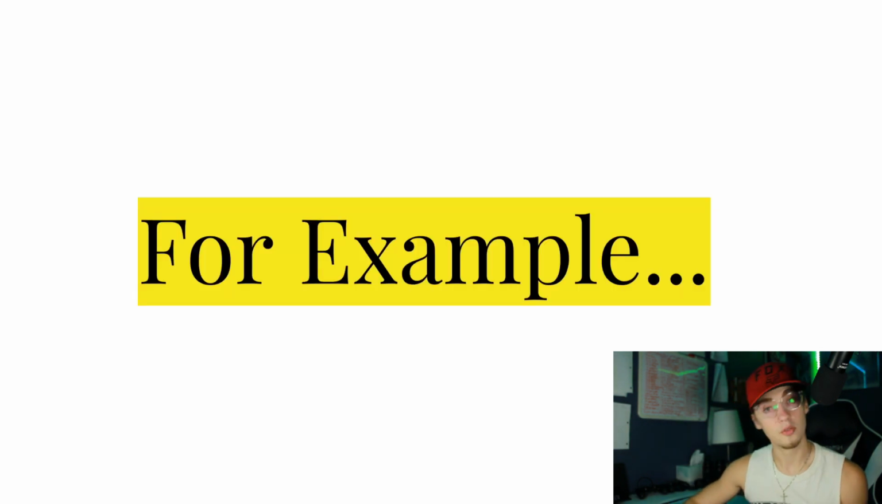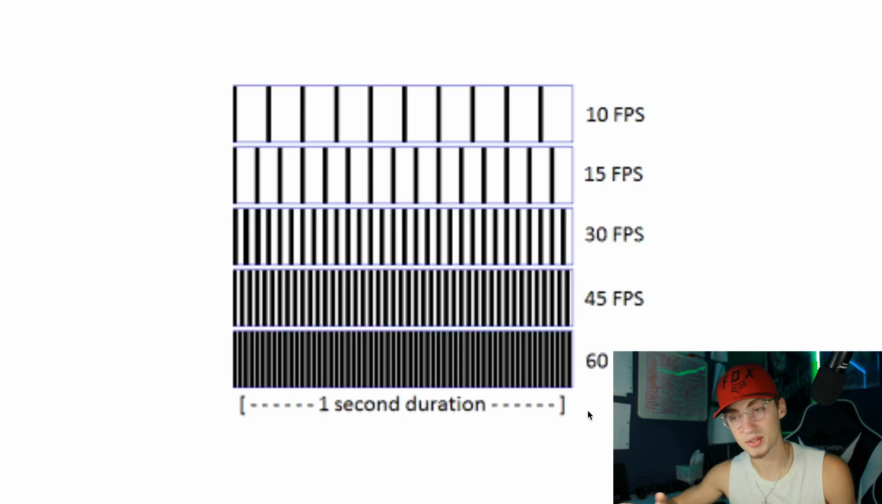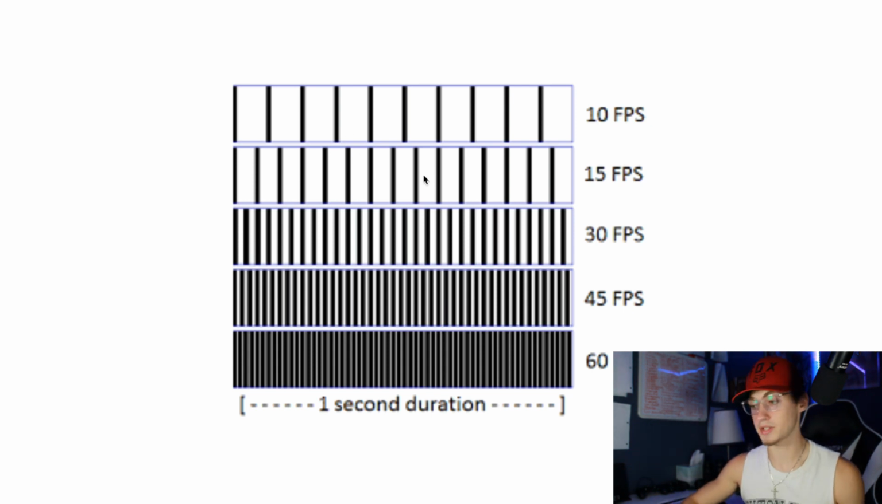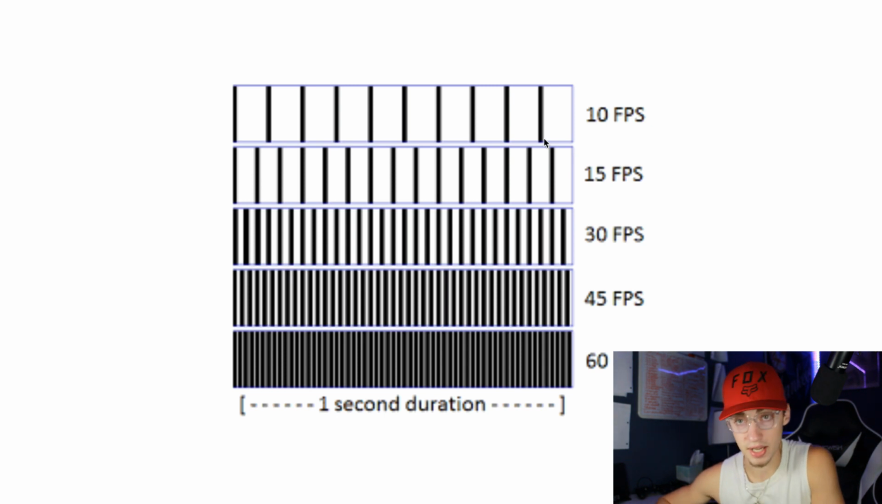So for example, this is a little diagram I got here. On the right, obviously you can see there's 10 FPS, 15, 30, 45, 60, and each black bar is supposed to represent one picture. So with the 10 FPS, there's only 10 black bars because it's 10 pictures per second. But as you go on, there's more and more, and then finally at the bottom, there's 60 pictures per second.